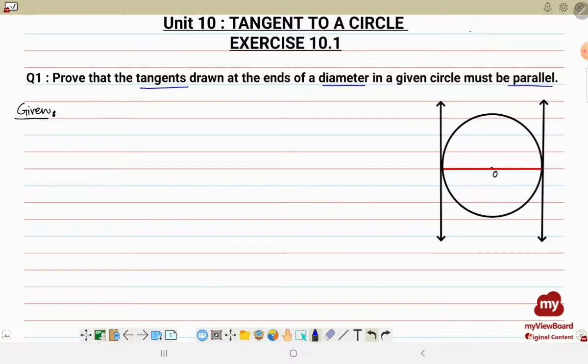So the given is a circle, two tangents and one diameter. Let's label the diagram first. This red color line AB is the diameter. Then these two lines, let's say CD, and this one is EF. These two are tangents. So CD and EF are tangents to the given circle. CD is the tangent to a circle at point A and EF is the tangent to a circle at point B. Now what we have to prove is that CD is parallel to EF.